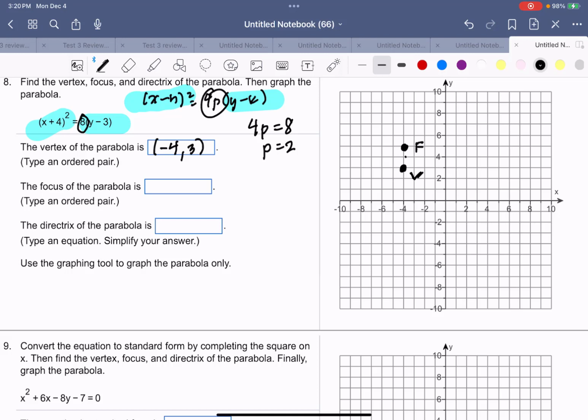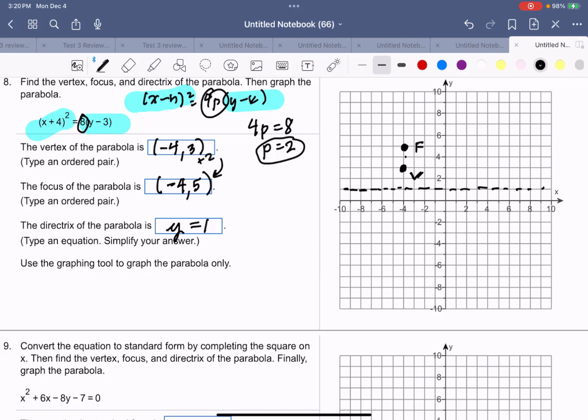All right, now if my focus is 2 above the vertex, my directrix has to be this horizontal line 2 below the vertex, which is y equals 1. And so my focus is at +5. It's up 2. We just add 2 to that to get that. Okay, and this is how we find that.